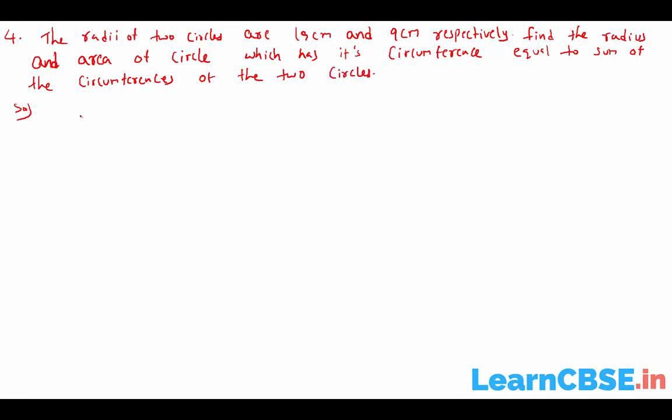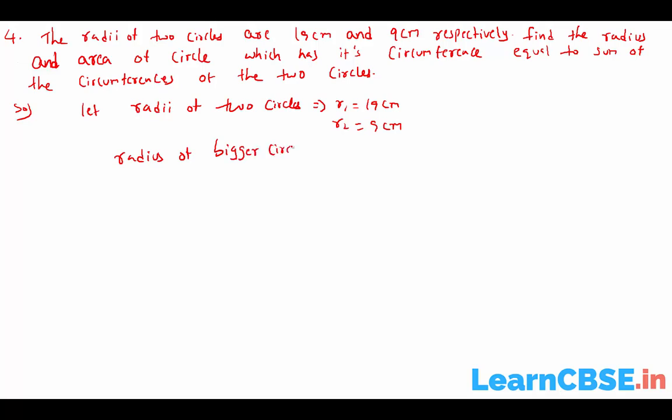Solution: let the radii of two circles be R1 equals 19 centimeters, R2 equals 9 centimeters. Now the radius of the bigger circle, having the circumference equal to the sum of the circumferences of these two circles, is capital R.